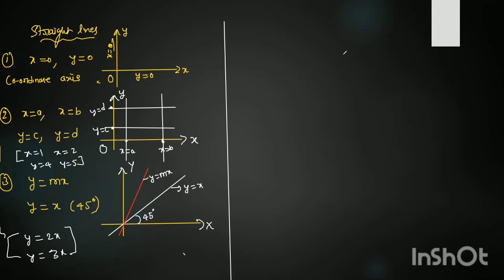Okay. Now the straight lines. One more straight line. Anybody? What is the next straight line? Anybody remember straight line? X by a plus y by b is equal to 1. What type of straight line is it? What are a and b here?